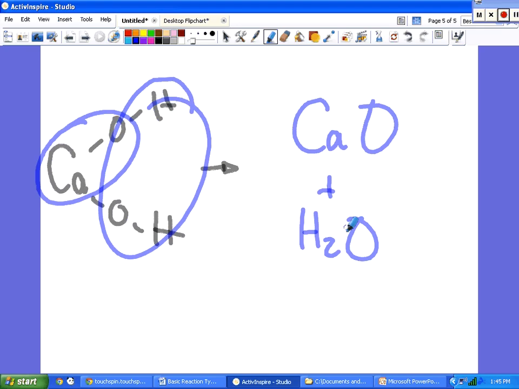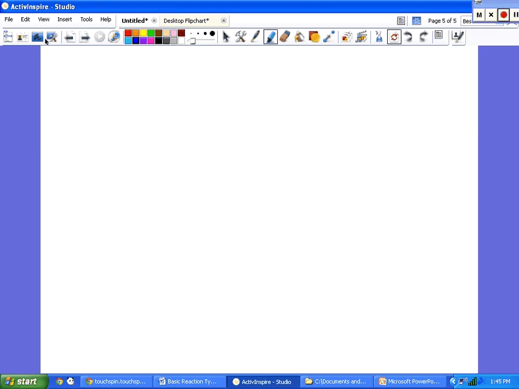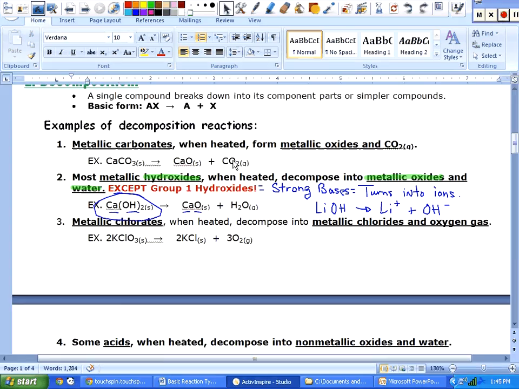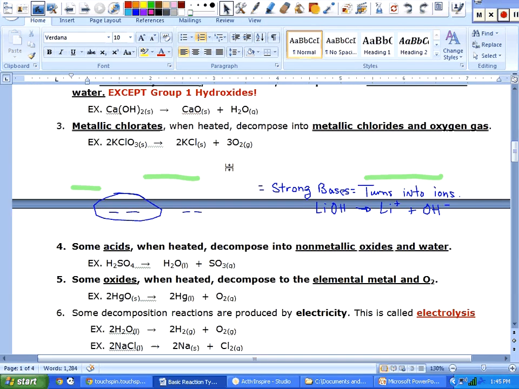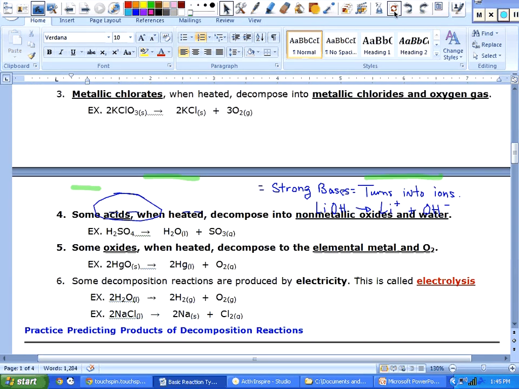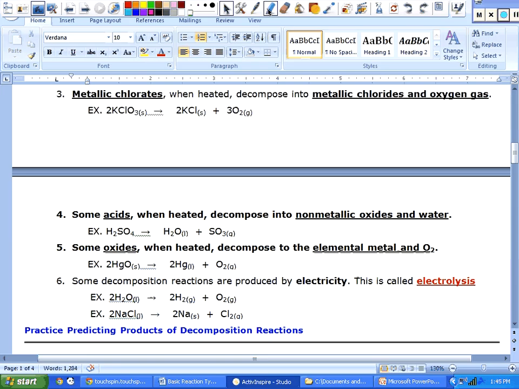Now, the next one, and I told you that decomposition is the hardest one. Please note this. This is the hardest one right here. Metallic chlorates. Laura, do you agree that K is a metal and ClO3 is a chlorate? So any metal chlorate, any metal. Okay, notice, please, decompose into what? Metallic chlorides and, all right, please note that.